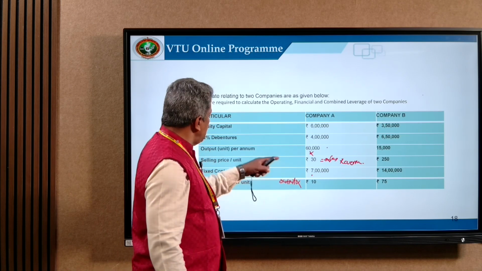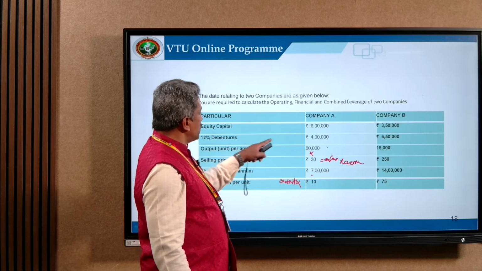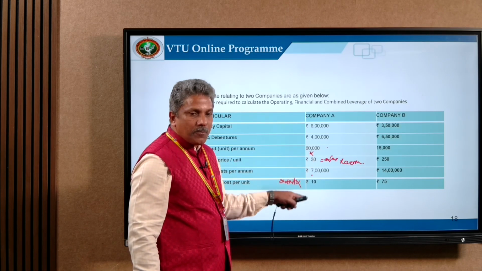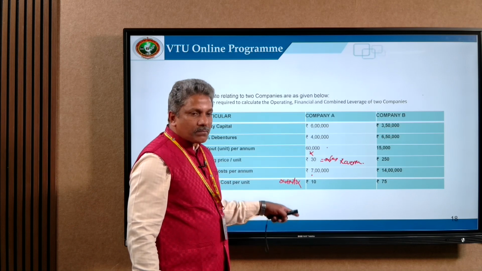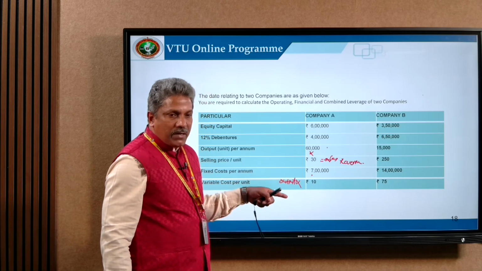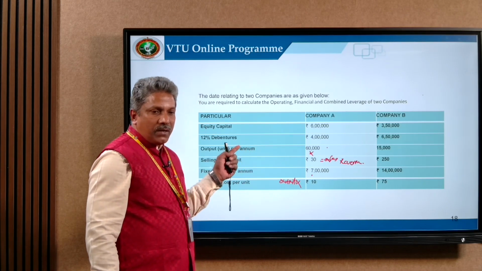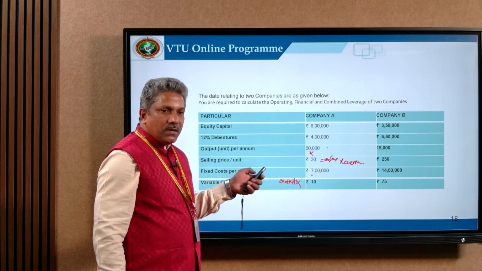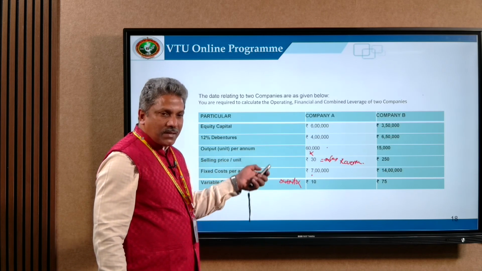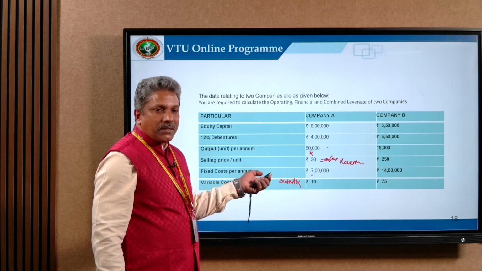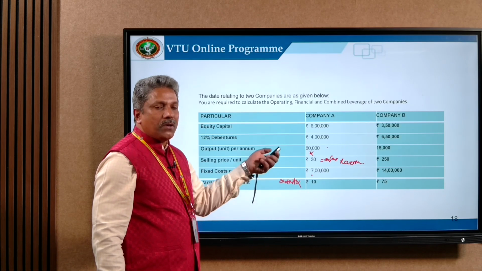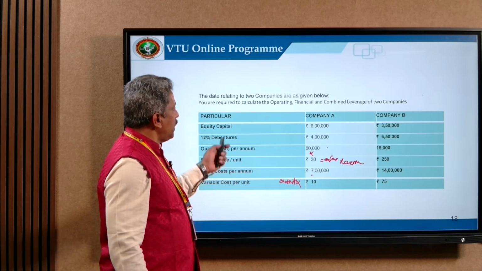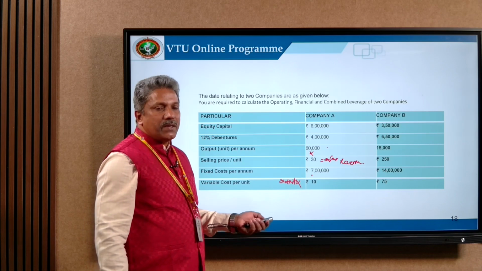Then from EBIT, if you deduct the interest, 12% of 4 lakhs on the debentures, you will get EBT, earnings before taxes. Here nothing is mentioned about taxes. If tax is there, tax has to be deducted. If tax information is not given, you can leave it, or you can assume there is a tax and deduct it. Okay, so let us see how this problem is calculated.